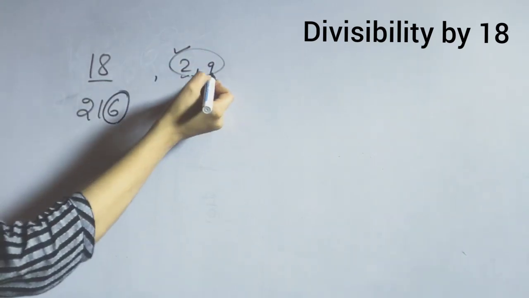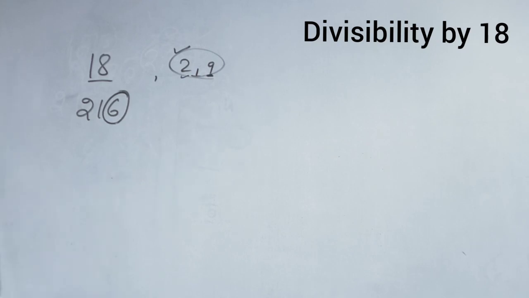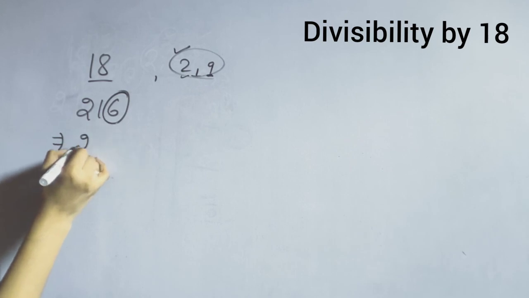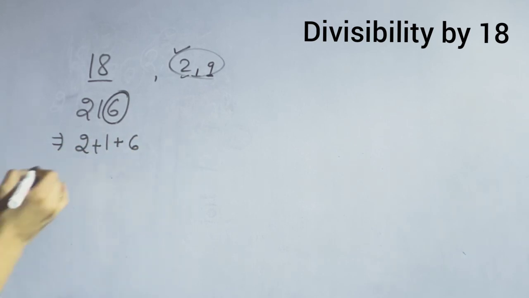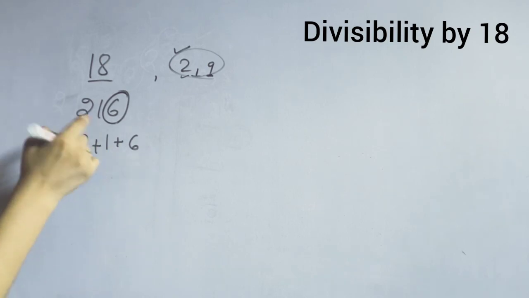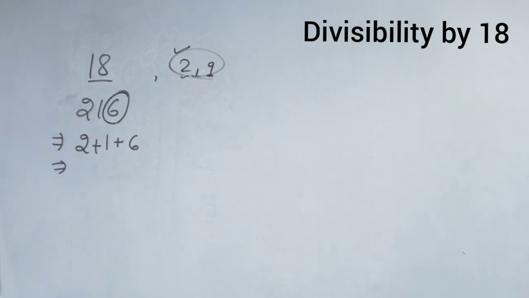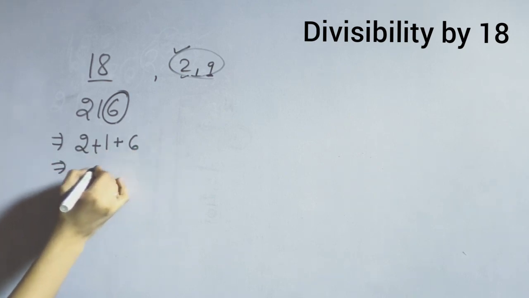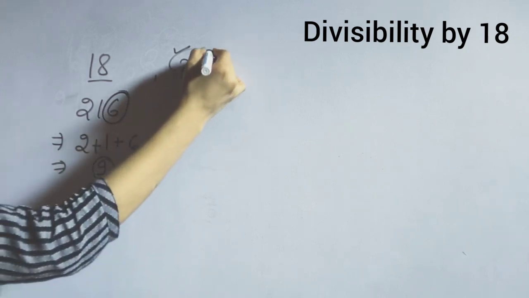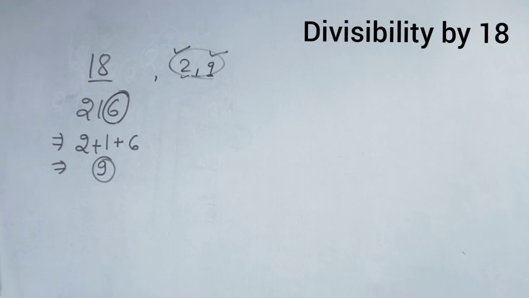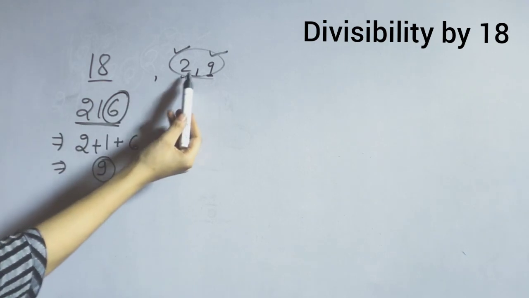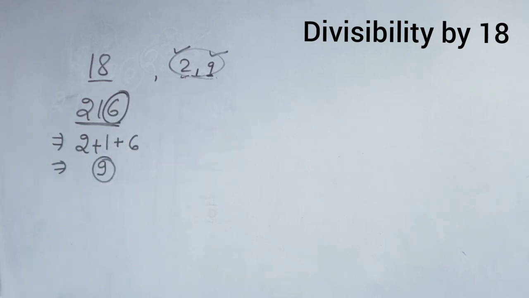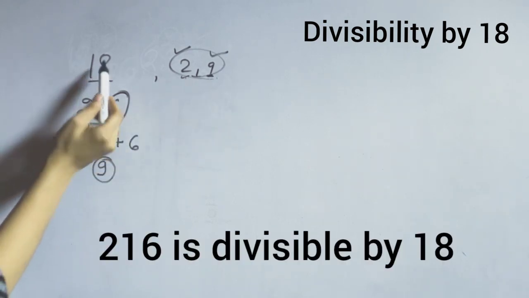Now we will see the divisibility rule for 9, and the rule for 9 is we will add all the digits of the number, and if the answer is divisible by 9, then this number is divisible by 9. 2 plus 1, 3 plus 6, 9. 9 is divisible by 9. So you can see that this number 216 is divisible by 2 as well as 9. So we can say that 216 is divisible by 18.